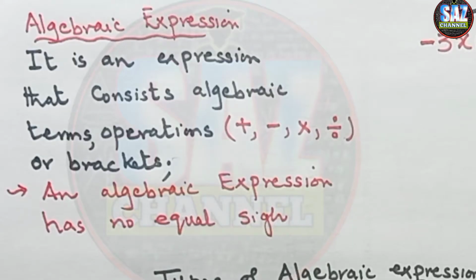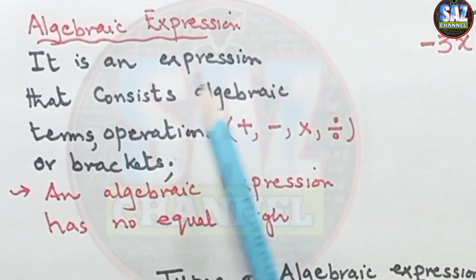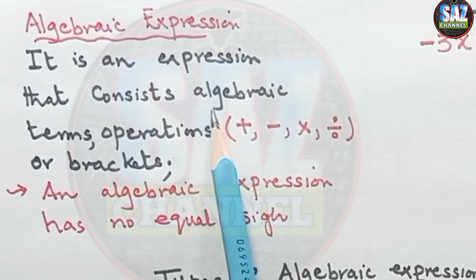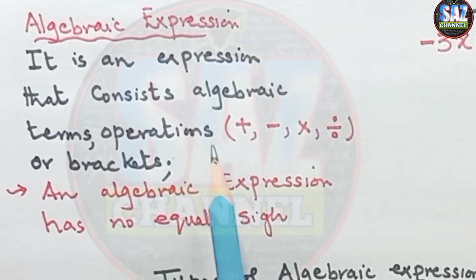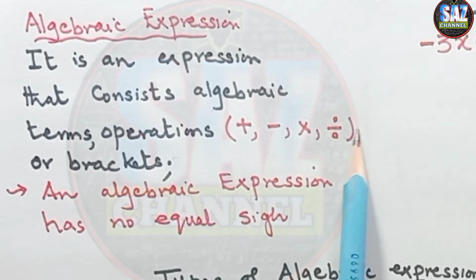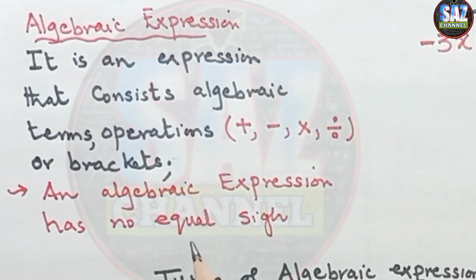The first thing that we have to understand is what is an algebraic expression. It's an expression that consists of algebraic terms, then operation symbols plus, minus, multiplication and division, or brackets. So we know that an algebraic expression is an expression that involves letters and mathematical symbols. The second important thing is that an algebraic expression has no equal sign, because when we put an equal sign or equate an algebraic expression, it will no more be an expression, it will become an equation.